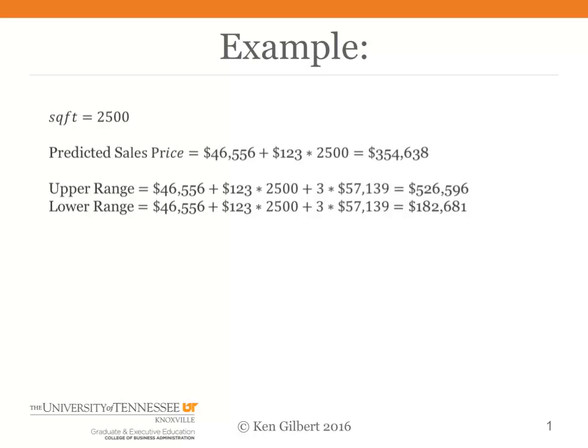So to interpret this, you would say a house that has 2,500 square feet would have a predicted price of $354,000, but that number could actually range between $182,000 up to $526,000, and other factors would account for that extra range of variation, things such as the condition of the house and the size of the lot and how many bedrooms it has, and other factors.